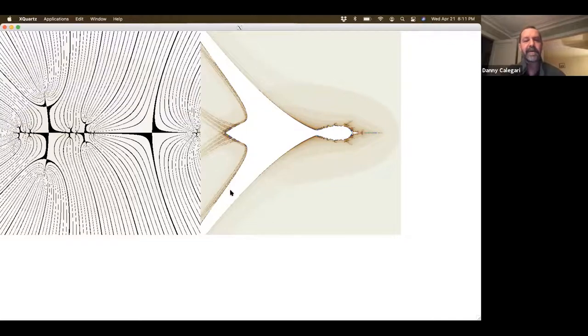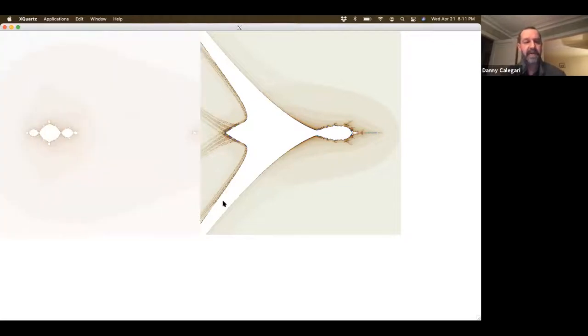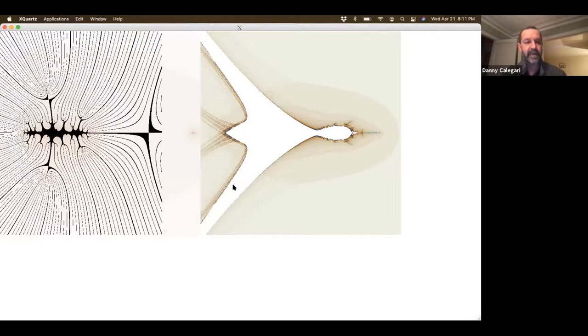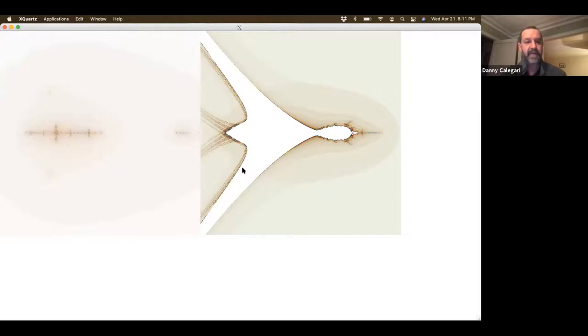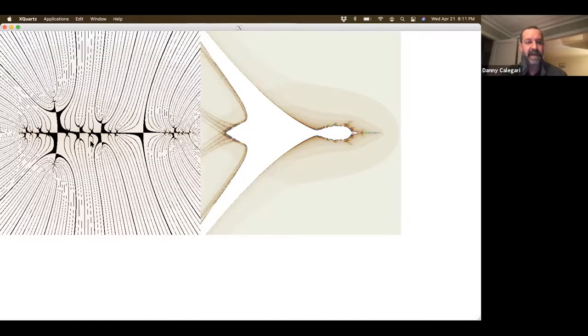So in degree three, however, that's not true. You can certainly find examples of polynomials in the complement of the shift locus, this white region here on the right, for which the associated Julia set is not connected. And in fact, the Julia set can even be a Cantor set. So you can see here, it's kind of a Cantor set.